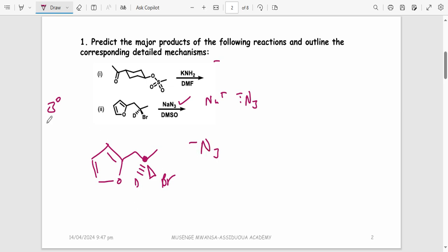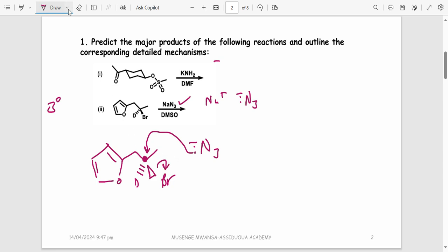Now, we don't say this is necessarily tertiary because this thing they put here as D. If D is representing a hydrogen, then that is going to be secondary. If it is representing a carbon compound, that is going to be tertiary. So this one can as well go by SN2 reaction because this nucleophile is not weak. So it is going to attack and the leaving group is going to be able to leave.